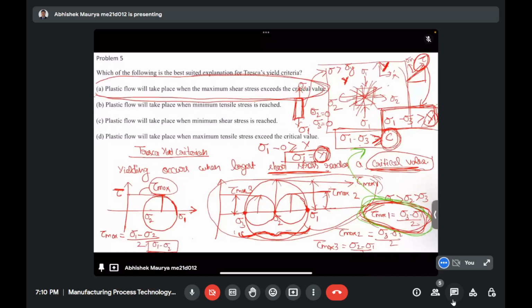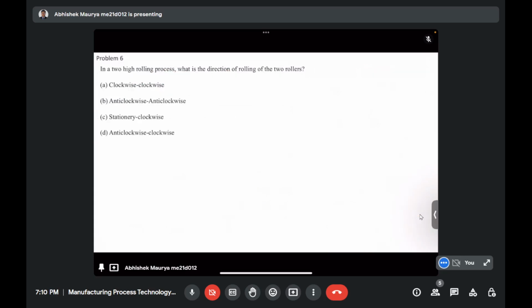Okay. I have explained the answer of this question. If any of you have any doubt, please ask me, or I shall move to the next problem. Okay, it seems it's clear to everyone. So let's move to the next problem. Please read the problem and you can give your response in the chat box.